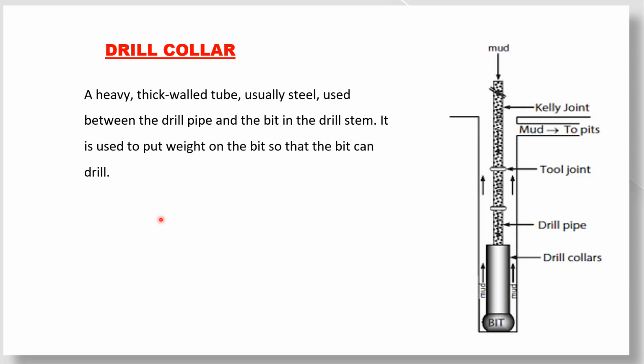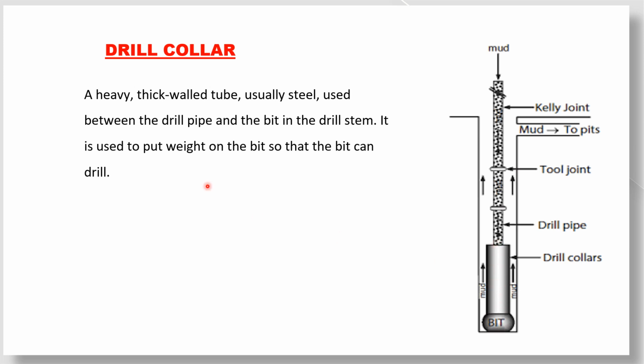Now we have the drill collar. Drill collar is also one kind of equipment in the rig, and it is used in a drill string. See this image. This is the drill collar, this heavy one, and the drill collar is located above the bit and below the drill pipe. This is the drill pipe and this is the bit. So this heavy one is the drill collar.